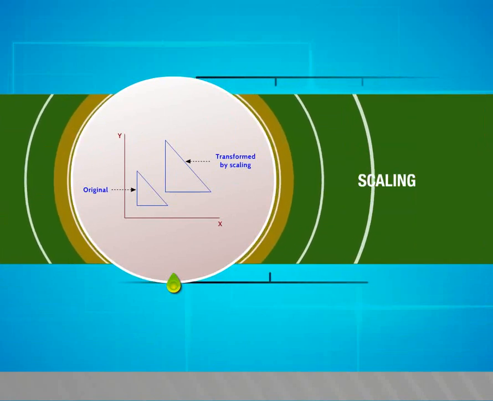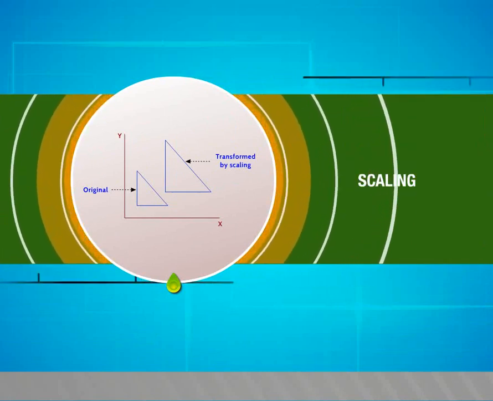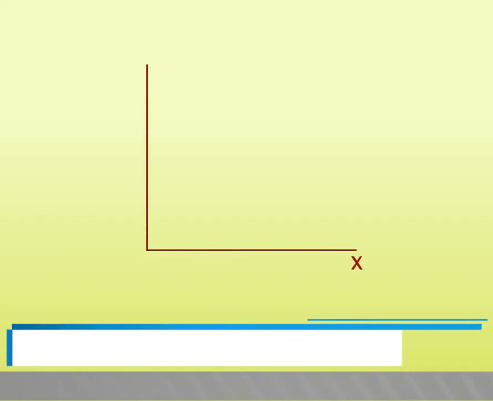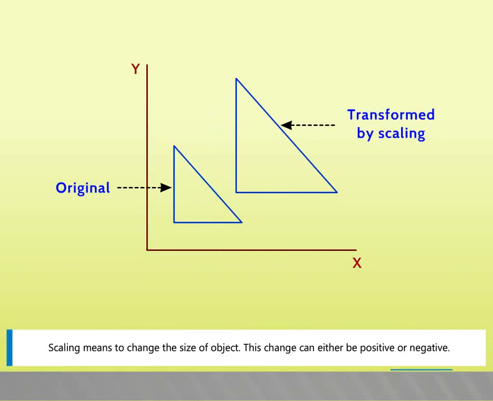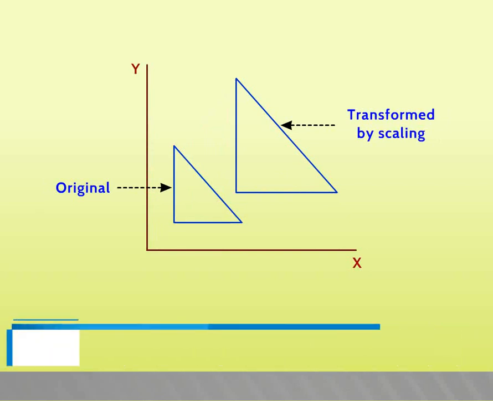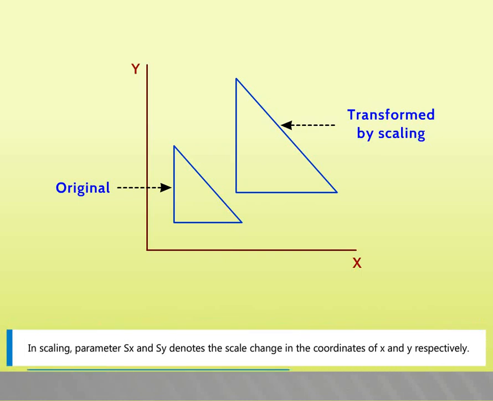Scaling. In this video, we are going to see about scaling. Scaling means to change the size of an object. This change can either be positive or negative. In scaling, parameters Sx and Sy denote the scale change in the coordinates of x and y respectively.